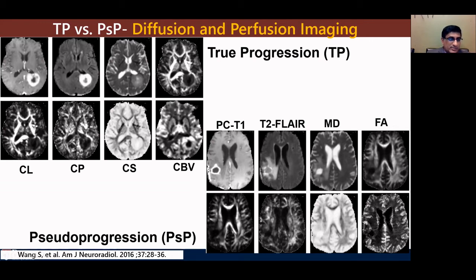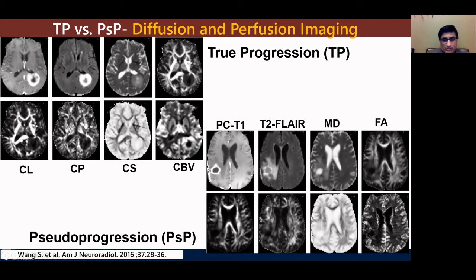So this is the tumor, as you can see, in the left parietal lobe, contrast enhancing tumor. This is the T2 FLAIR, and this is the MD map. And as you can see in the CBV, you can see very high CBV corresponding to the contrast enhancement. This is the contrast enhancement, and this is the CBV. As you can see, there's a high CBV. This is in case of the TP.